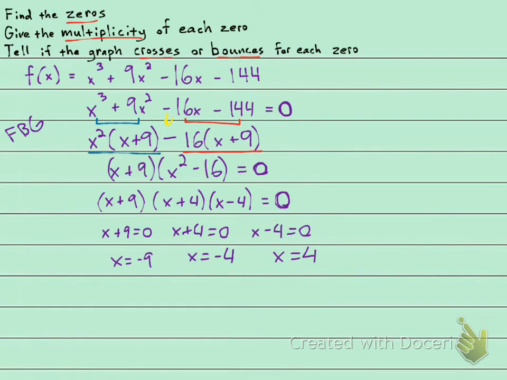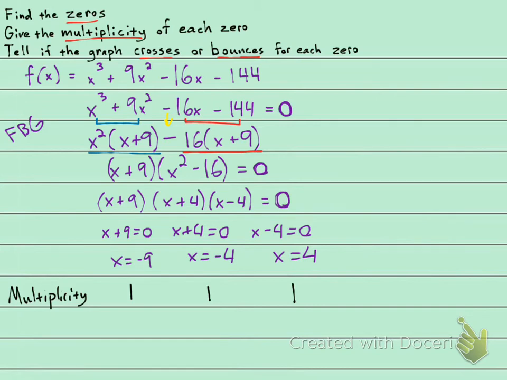Well, this one only happens one time. So let me write multiplicity. This one only happens once, okay? I don't see it here or here. So the multiplicity is going to be 1. This one only happens once, negative 4, and this one only happens once, 4. So the multiplicity for each one of these zeros is 1.